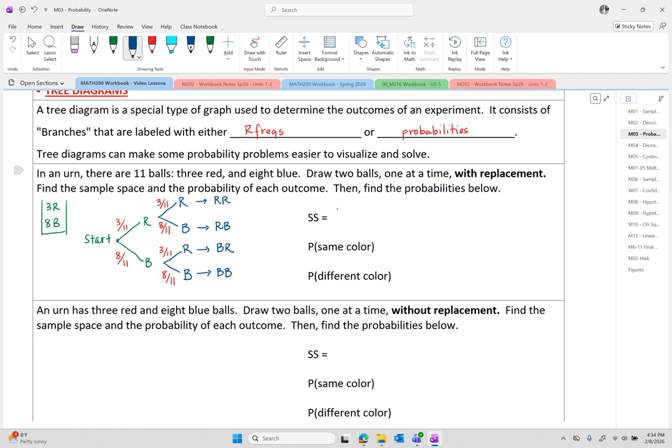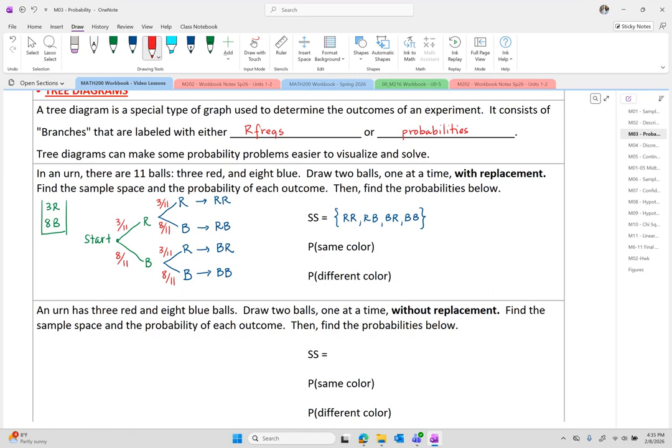This is the sample space. The sample space is red, red, red, blue, blue, red, and blue, blue. The problem is that these events do not all come with the same probability of occurring because there are less red than blue balls. What are the probabilities of every outcome?